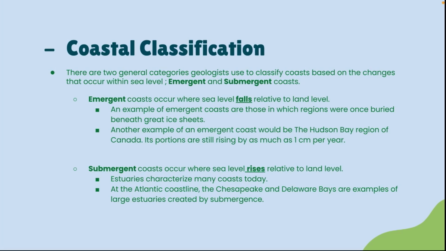These drowned river lands are known as estuaries, and they characterize many coasts today. An example of these would be along the Atlantic coastline, the Chesapeake and Delaware bays. These are large estuaries created by submergence.